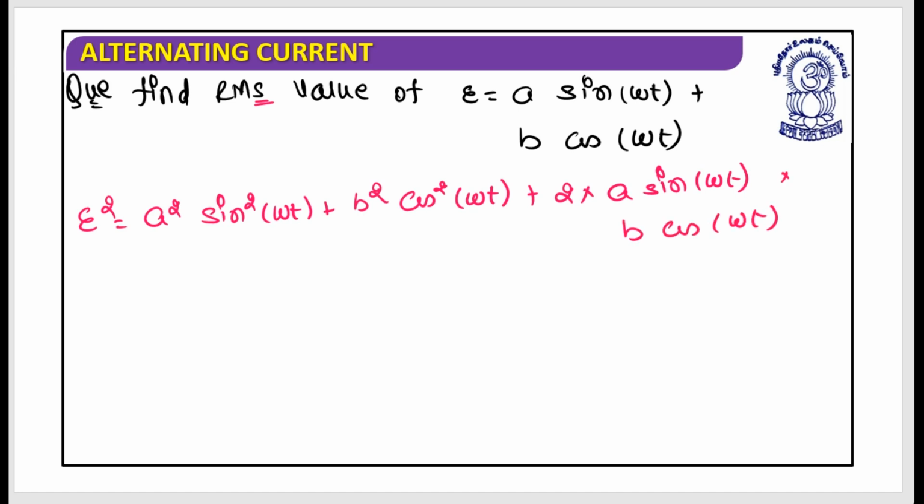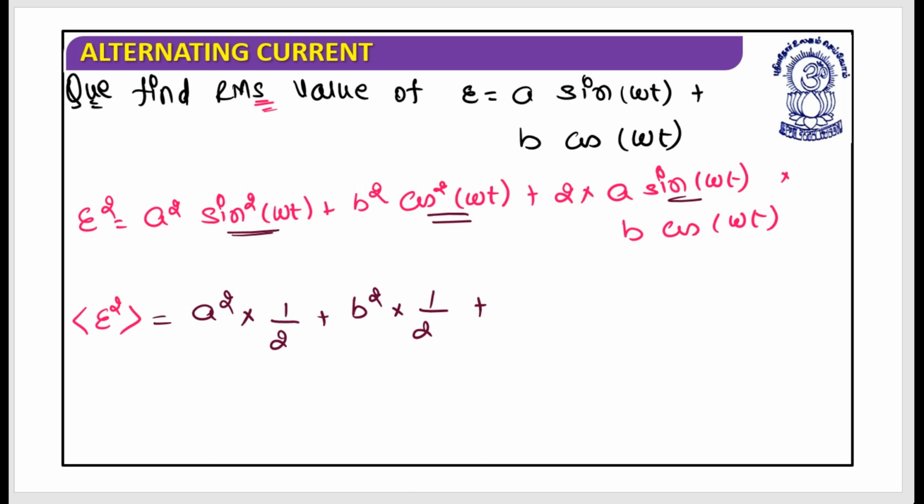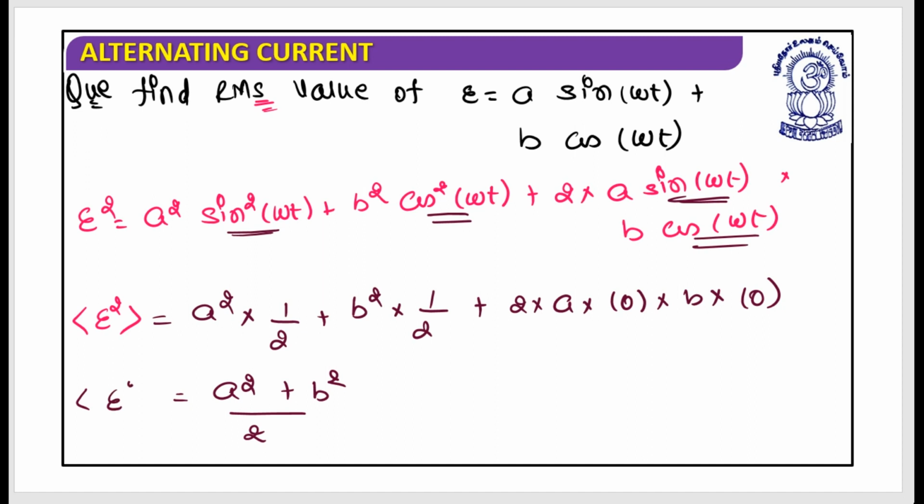I hope you understand this is the squared value. Now I want to take the mean, the average value of E square. The average of sine square omega t is 1 by 2, so A square into 1 by 2, plus the average of cos square omega t, again 1 by 2, so B square into 1 by 2, plus the average of sine omega t cos omega t, which is 0, so 2 into A into B into 0. So the mean is A square plus B square by 2.